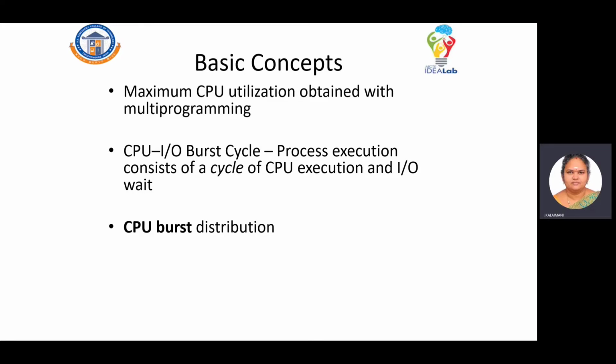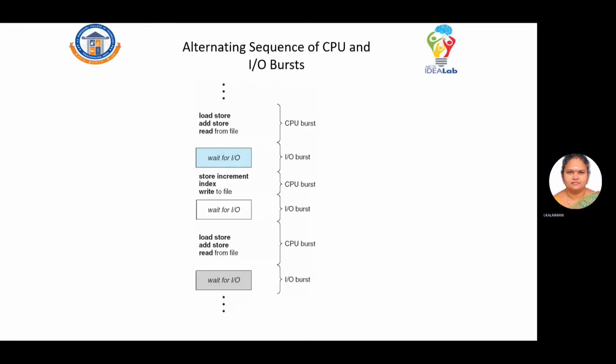When we go for the CPU and IO burst cycle, the process execution consists of a cycle of CPU execution and IO wait. The CPU burst distribution is also an important concept when we go for CPU scheduling. This is an example of a sequence of CPU and IO bursts.